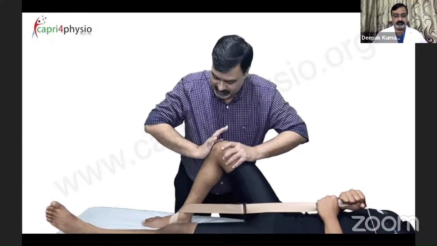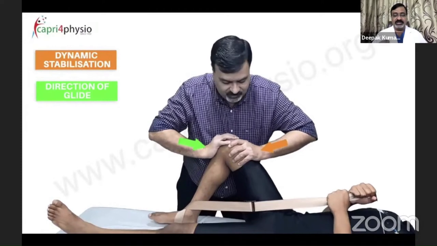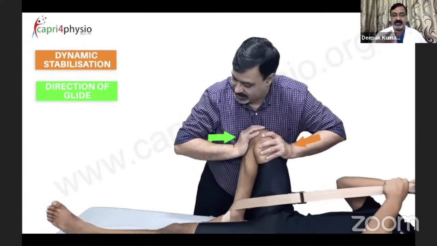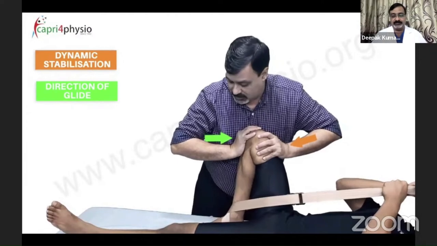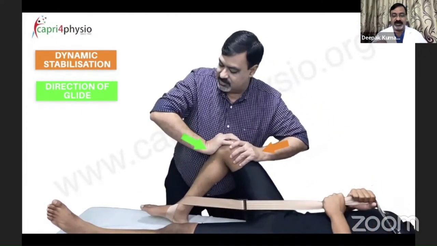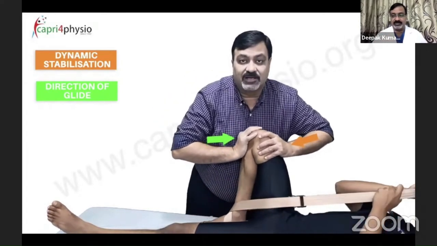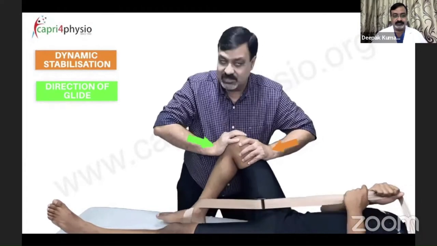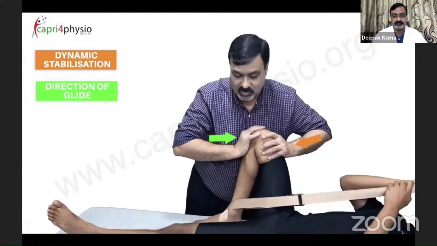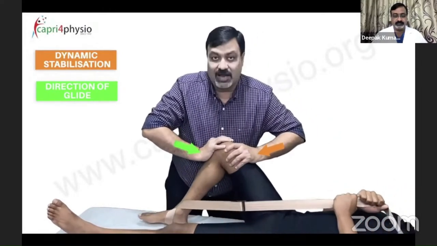So giving that glide and then asking the patient to bend the knee if it is comfortable. Orange color arrow is the dynamic stabilization, while the green one is the direction of the glide. Down. Now extend your knee. And in any of these five videos, if you see a red color arrow, that is a static stabilization, while the patient is bending the knee passively, so that there are no compressive forces over the joint and the glide is sustained throughout.